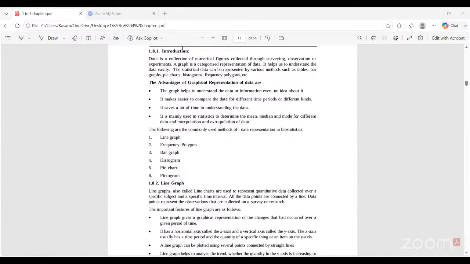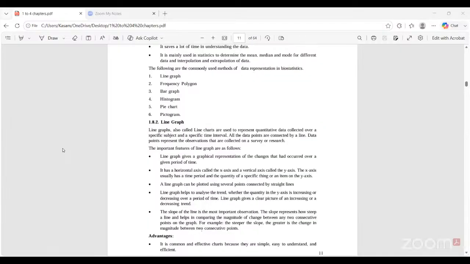Tell me again, what is the meaning of quantitative data? It is indicated with numbers, sir. With numbers or years, it comes under quantity. Over a specific subject or specific time interval, all the dots or points are connected by a line.